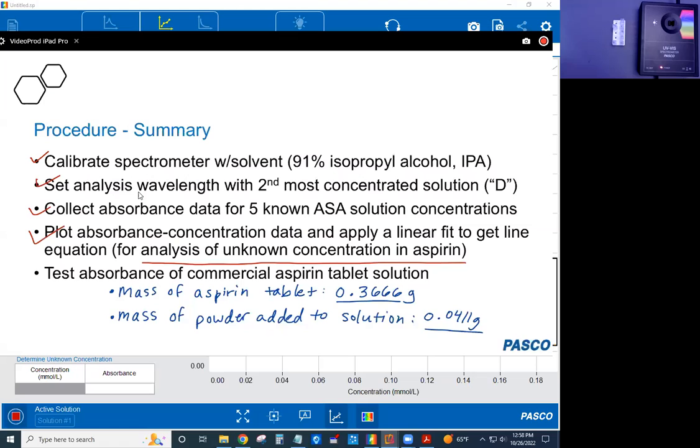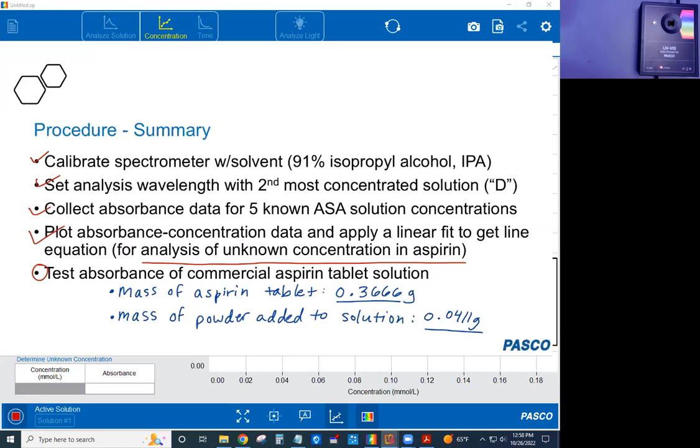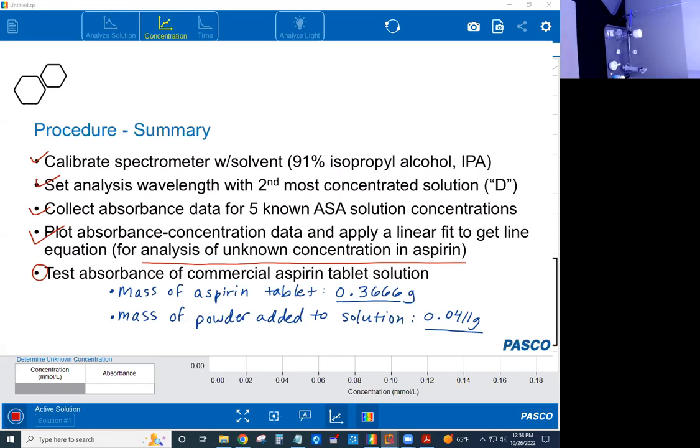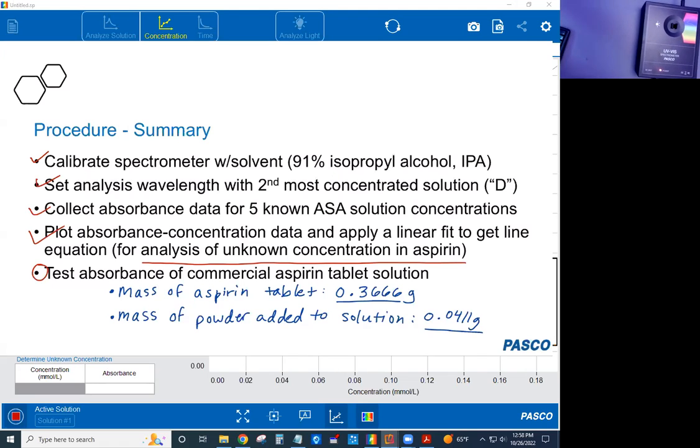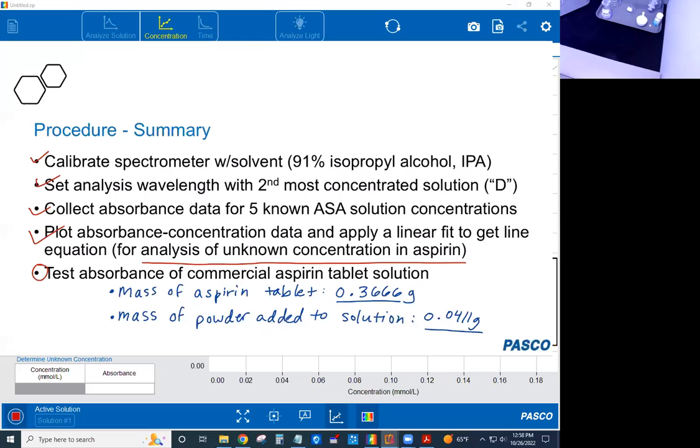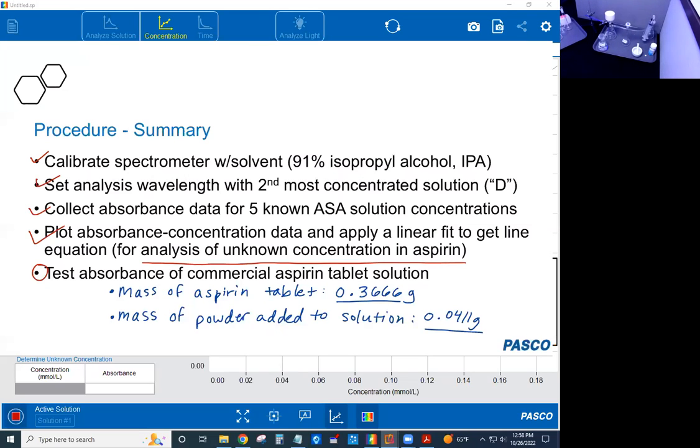But wait, we've got to make some aspirin solutions and test their absorbance. So now I'm going to talk about how do we make a solution out of aspirin tablets. Okay, so I'm going to move the camera, go back to the camera, and give me a second here. Pardon the turning of the camera. I'm going to have to actually spin it this way. One moment while I focus in on it and zoom in. Okay.